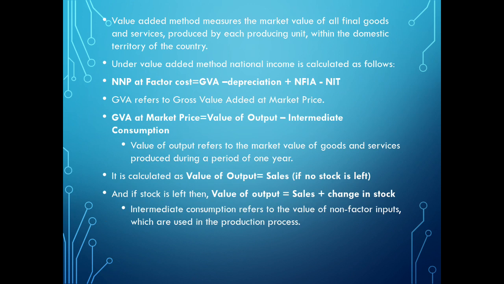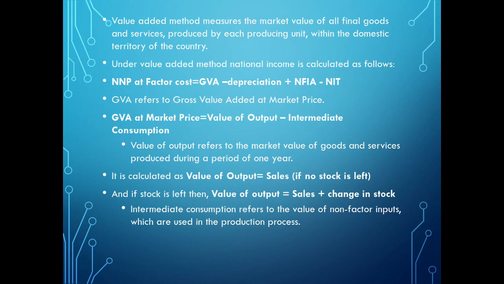Under value-added method, national income is calculated as follows. NNP at factor cost, which represents national income, is equal to GVA. GVA refers to gross value addition at market price. Out of this we have to deduct depreciation, we have to add NFIA, means net factor income from abroad, and we have to deduct NIT, that is net indirect taxes. Then we'll get our national income, that is NNP at factor cost.